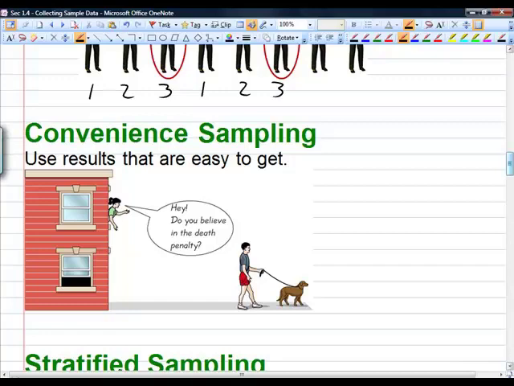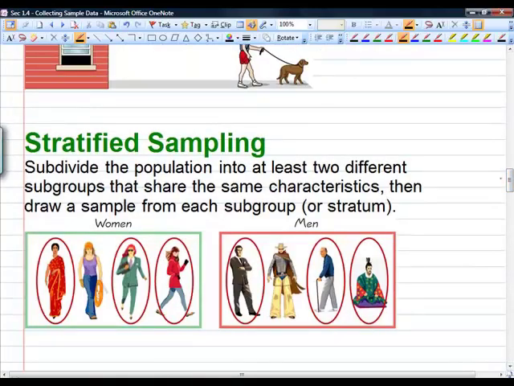First of all, you're restricting yourself geographically. And what happens if you don't have a random sample? You introduce bias, and no amount of statistical torturing can make your data produce valid results. Stratified sampling.